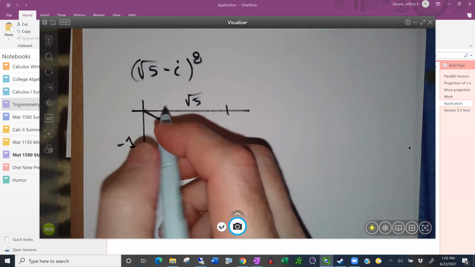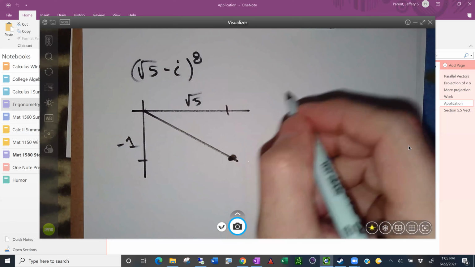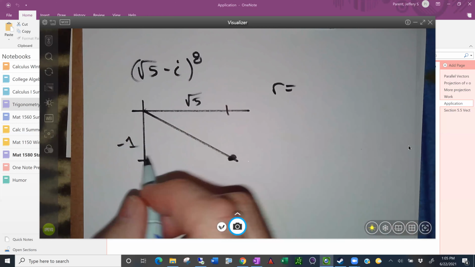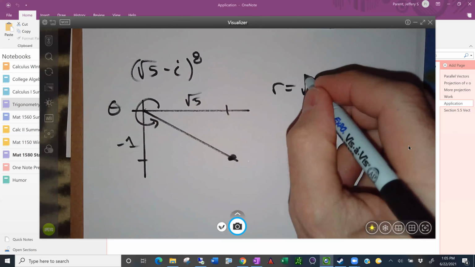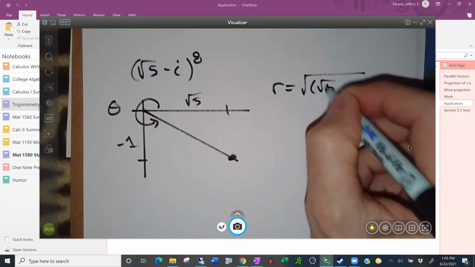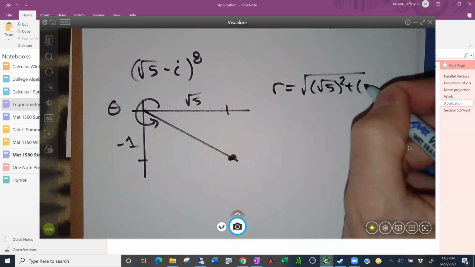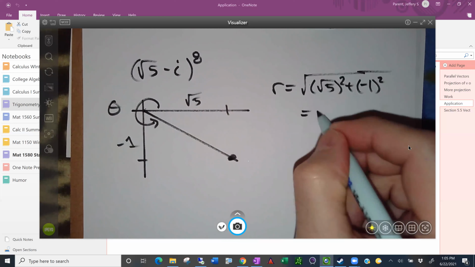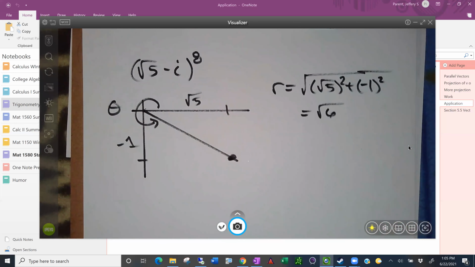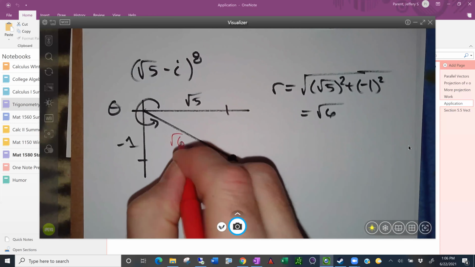Now, we need to figure out two things. We need to figure out what R is, and we need to figure out what theta is. Okay, so R will be the square root of 6, right? Yes. So if you take the square root of 5 and square it plus -1 and square it, you'll end up with the square root of 6. So, okay, nothing big and wonderful there, but it is what it is. So square root of 6.